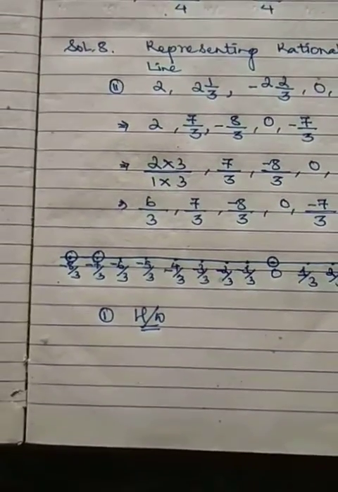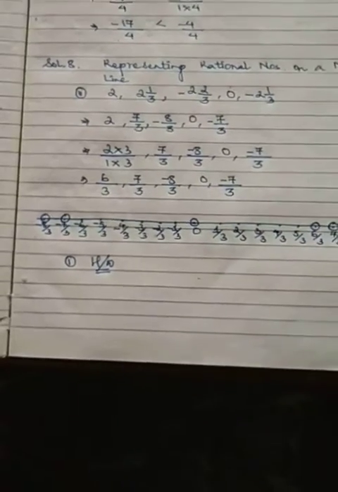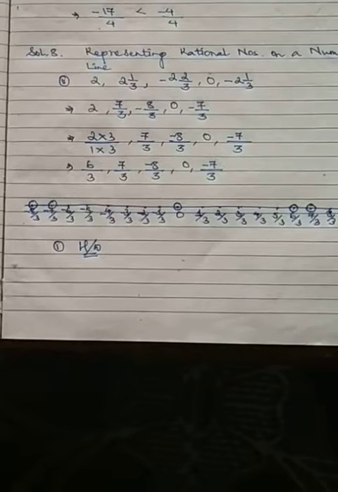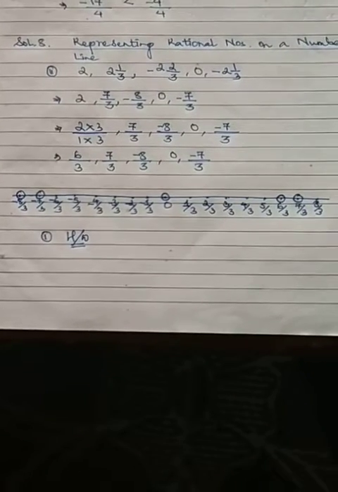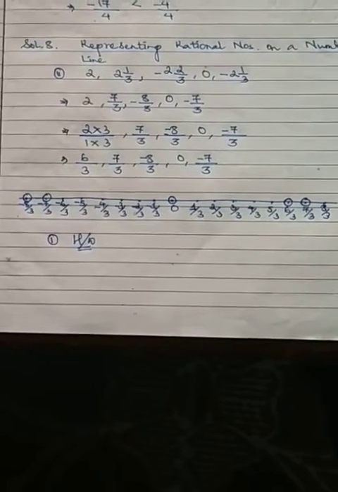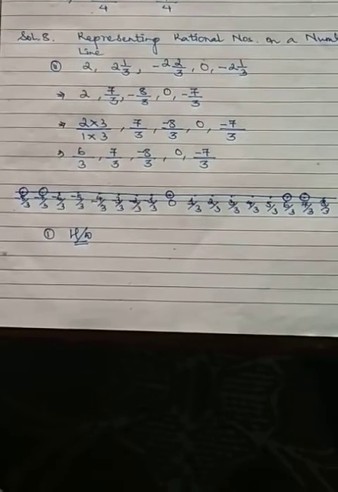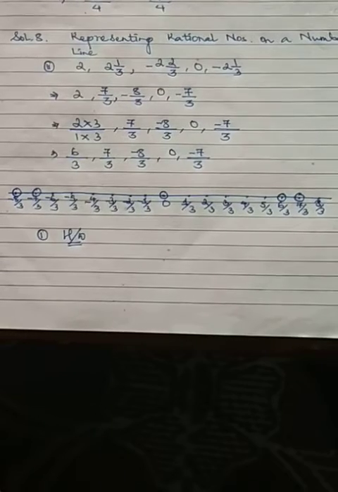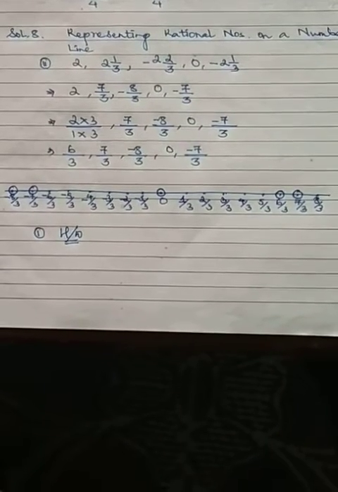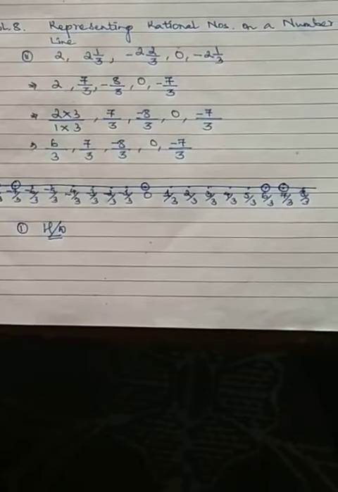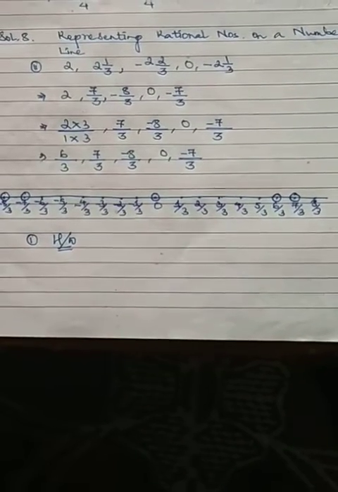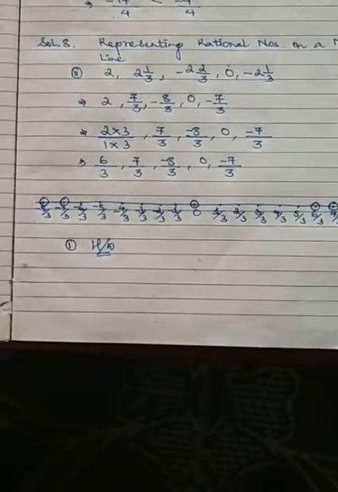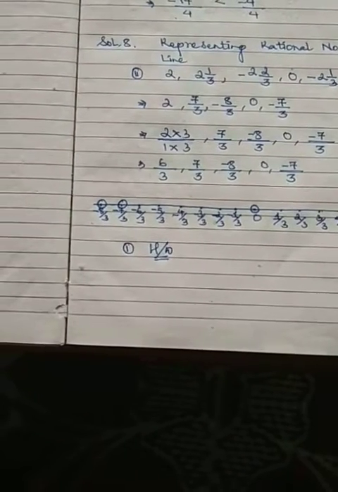So now for representation of the rational numbers on a number line, what we know is the right hand side consists of the positive integers, the left hand side consists of the negative integers, the midpoint is 0. So what I have done here is from the center towards the right, the first point is 1 by 3, second point 2 by 3, third point 3 by 3, and so on. Similarly, on the left hand side from 0, the first point is minus 1 by 3, second point minus 2 by 3, third point minus 3 by 3, and so on.